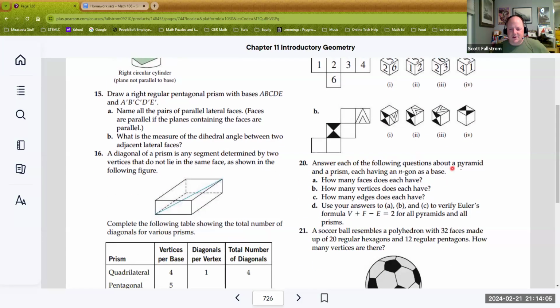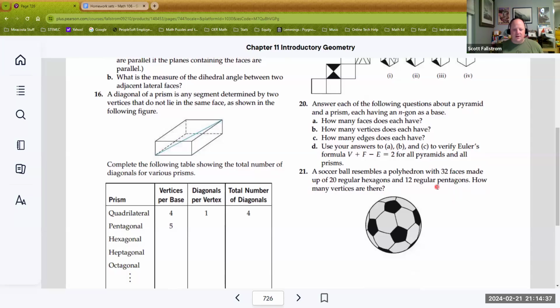19, here's number 20. Answer the following about a pyramid. This is now a pyramid with an n-gon as the base. And you also have a prism. So you're doing it for both. I would recommend making a column. Here's my pyramid. Here's my relationships. Here is a prism. Here's my relationships. And it's not bad to think about doing this for what does a triangle look like? What is a quadrilateral? I think it helps you to start to see the connection between vertices, faces, and edges for each of them, for a pyramid and for a prism.